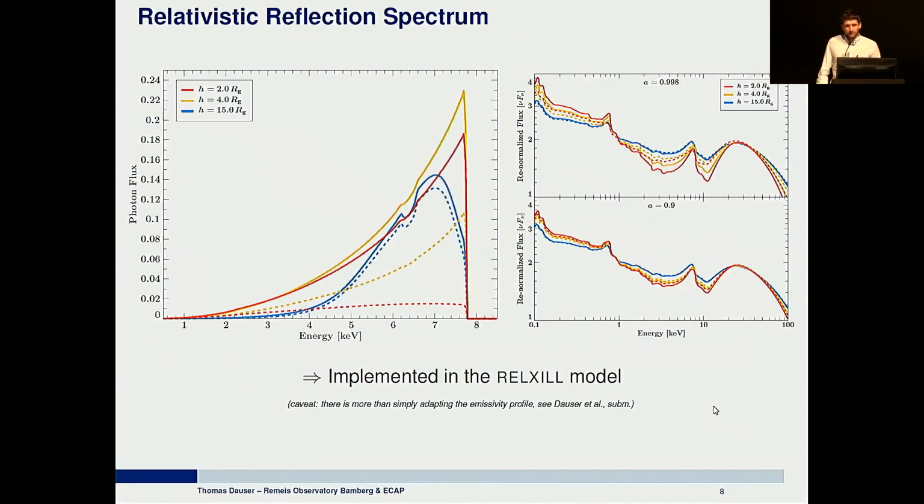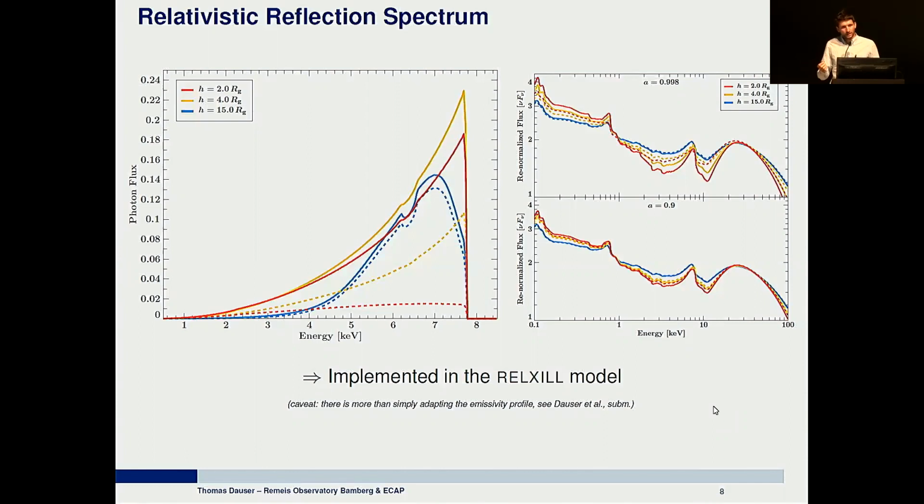So I implemented the returning radiation in the relxill model. There's a little bit more to it than just changing the emissivity profile, which you'll have to read up or ask me. I can't go into detail here. And clearly it's implemented in a full relativistic reflection spectrum, you can see in the plot on the right.